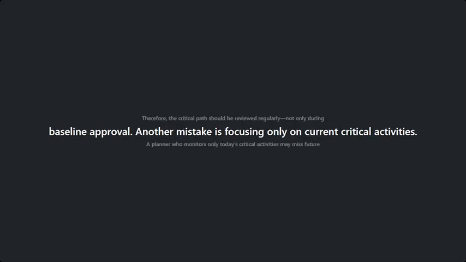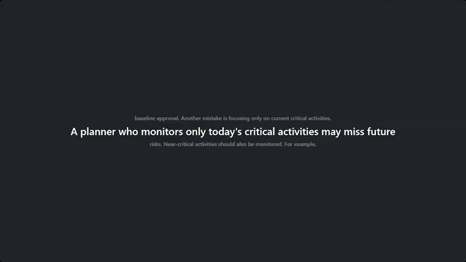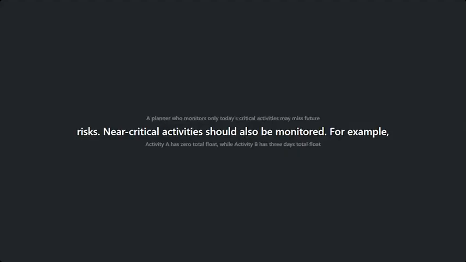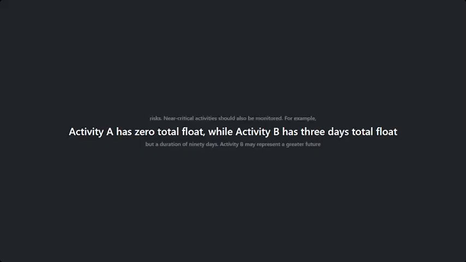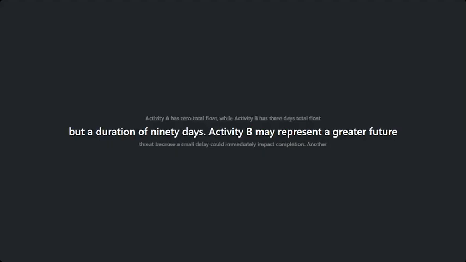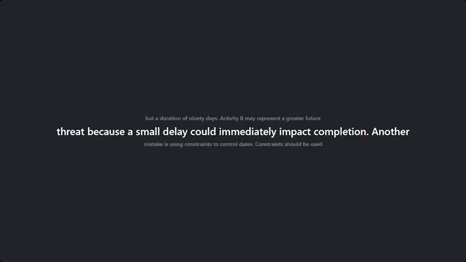Another mistake is focusing only on current critical activities. A planner who only monitors today's critical activities may miss future risks. Near-critical activities should also be monitored. For example, Activity A has 0 total float, while Activity B has 3 days total float but a duration of 90 days. Activity B may represent a greater future threat because a small delay could immediately impact completion.